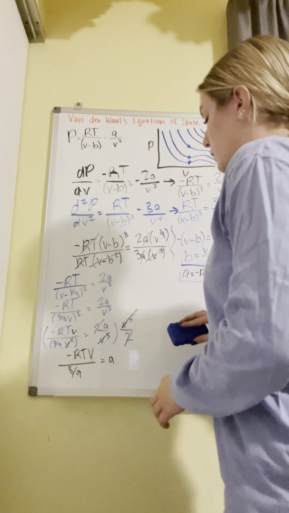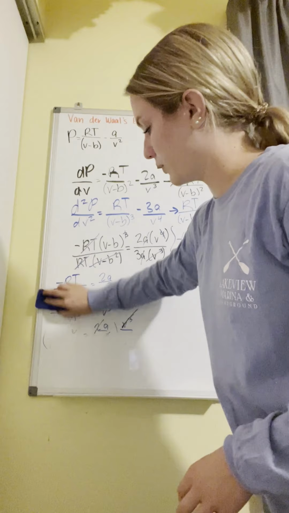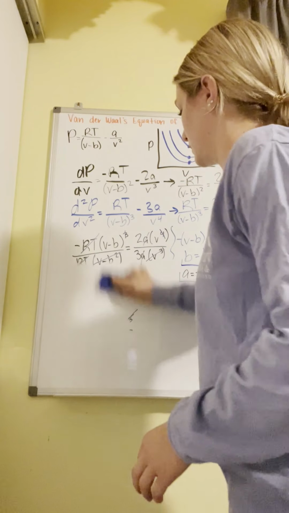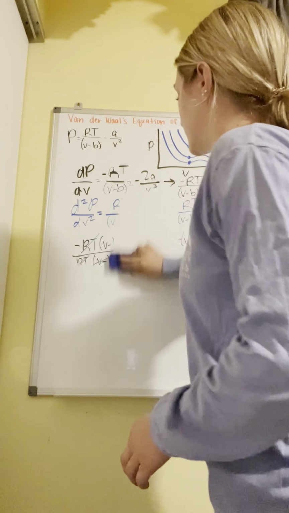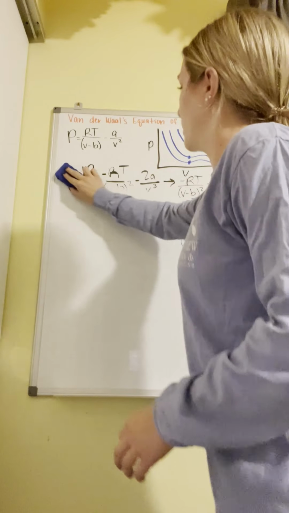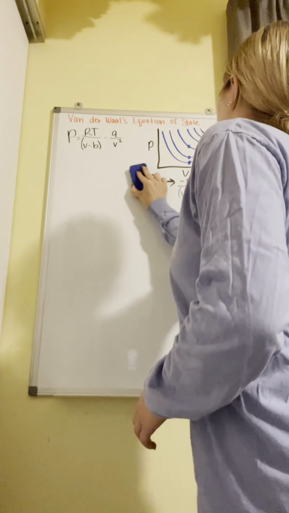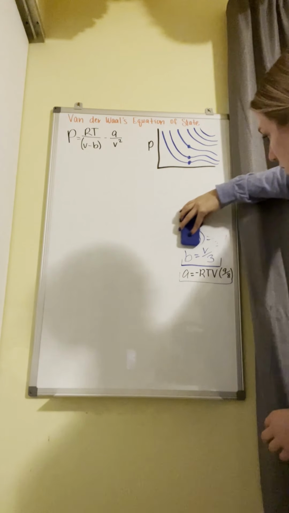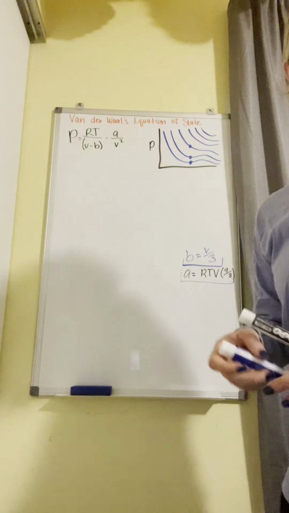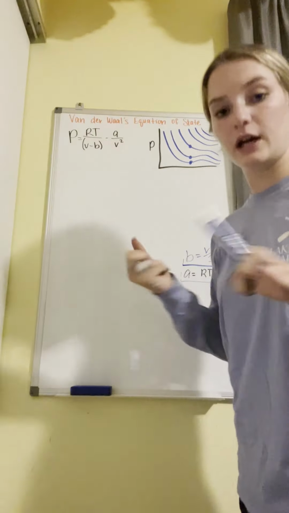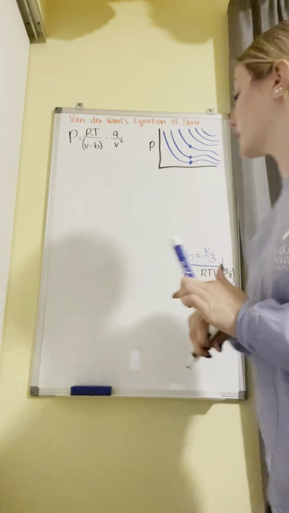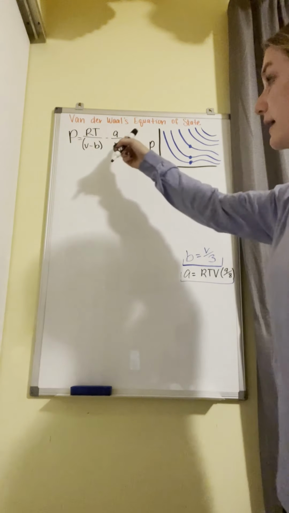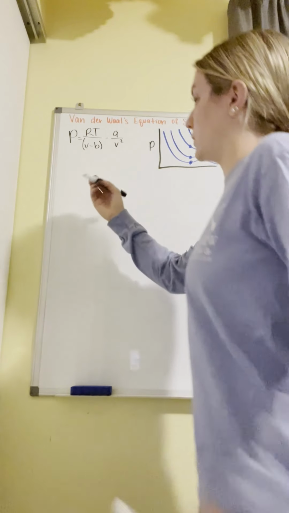So now I am going to erase some of this so I have more room to write. I'm going to erase everything but what my A and B equal. That is all we still need to know for right now. Okay, so now that I have room on my board again, we are going to plug A and B back into the original van der Waals equation.